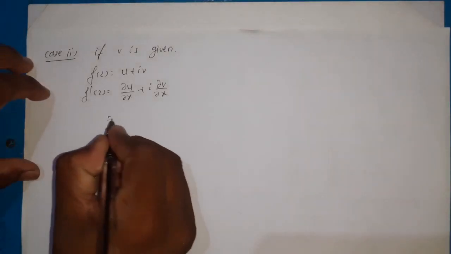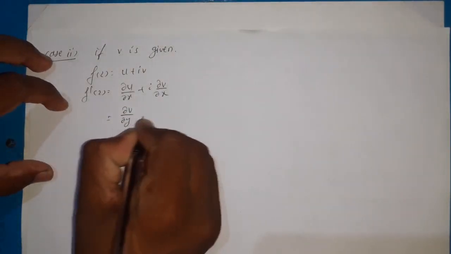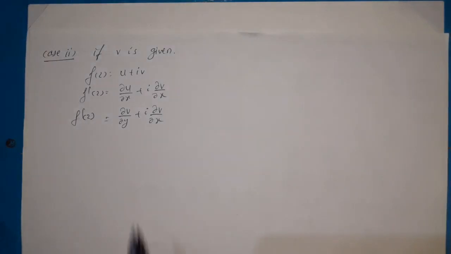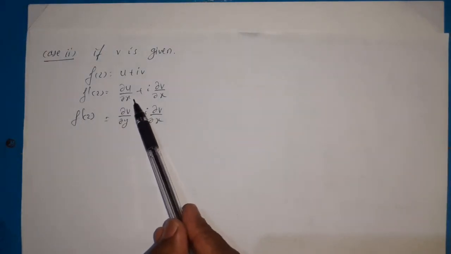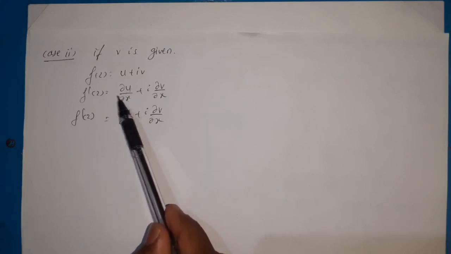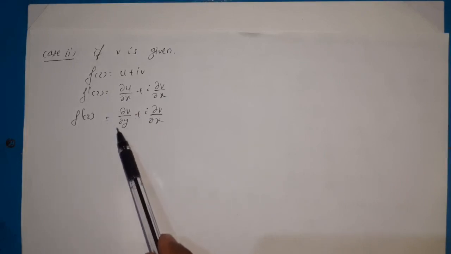Here we know dou v by dou x, since v is given we can find dou v by dou x. Since dou u by dou x is an unknown quantity, by using the CR equations this quantity can be replaced by dou v by dou y. So f dash of z equals dou v by dou y plus i into dou v by dou x.